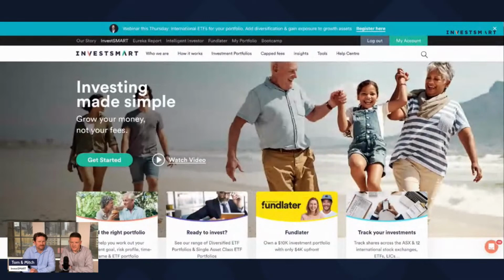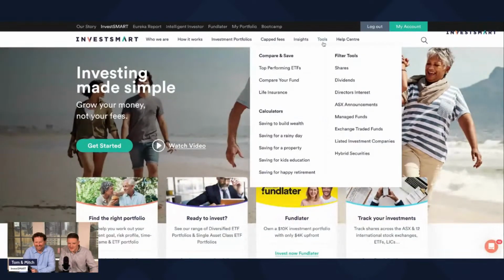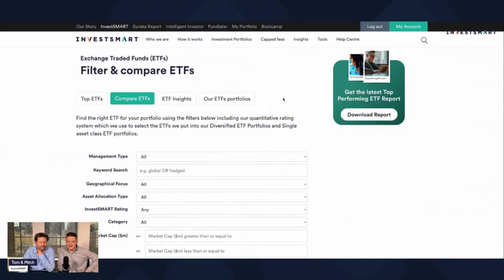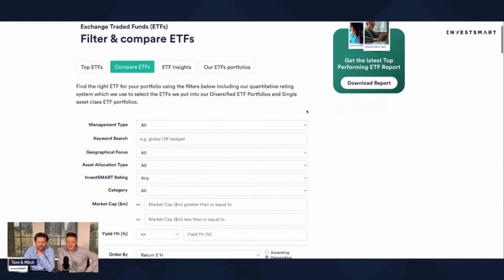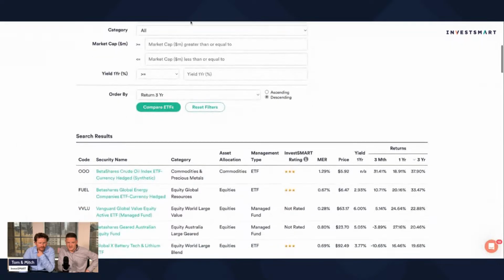So we'll go to the InvestSMART website. We won't register for the webinar because we're currently here. But if you go up the top here and go to tools, there's the top performing ETFs. Compare your fund here as well. So even if I clicked on the filter tools on the right, you've got all these different types. Exchange traded funds is here, and you can see this is what Mitch was talking about. So this is a free tool. Use it to your heart's content, and I guess you'll take us through some of the things now.